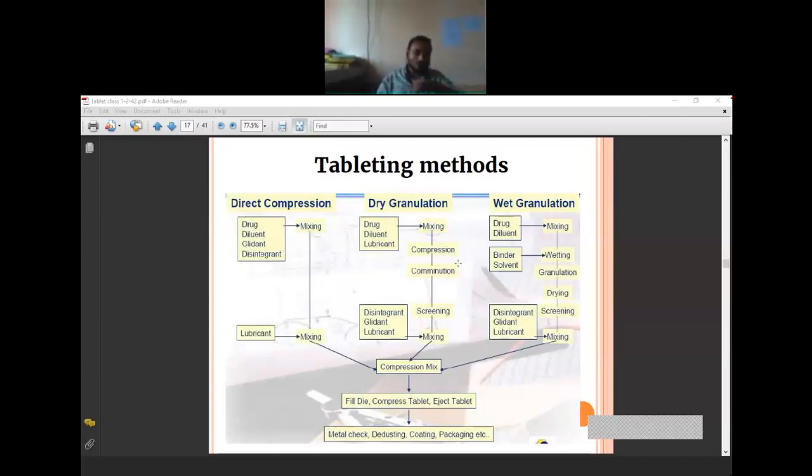After mixing, the process is the same. We go for compression. After compression, there is a quality check of the tablet. If coating is required, then coating, and after coating, the packaging. Okay, this is the process of tablet formulation. Fine. Sir, what is done in the process of screening?